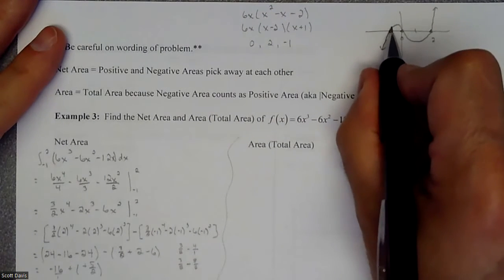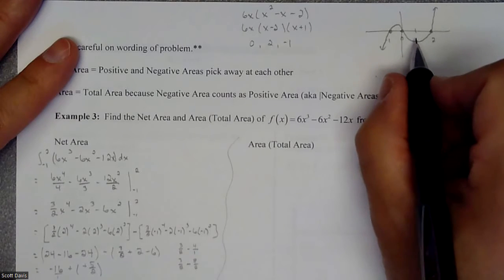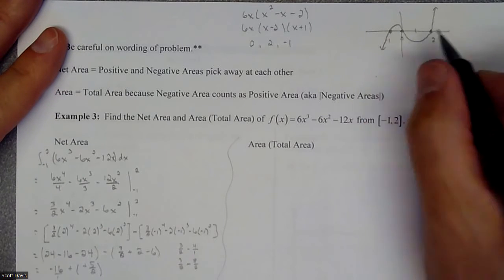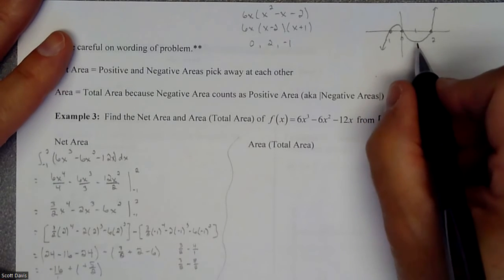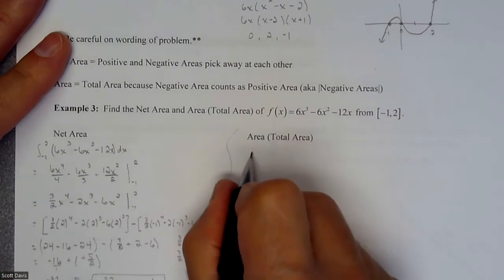So what I'm going to need to do is break it up and find the area of this and add the area of this. All right, now when I do the math, it's going to be a negative area, but I'll do the absolute value of it and make it into a positive. So we're going to do the area from -1 to 0.